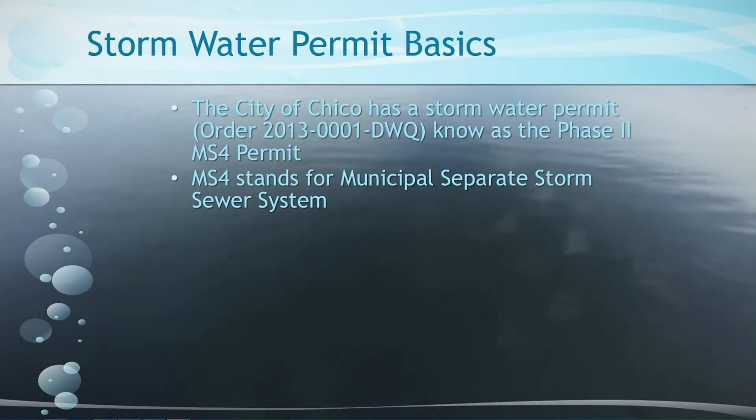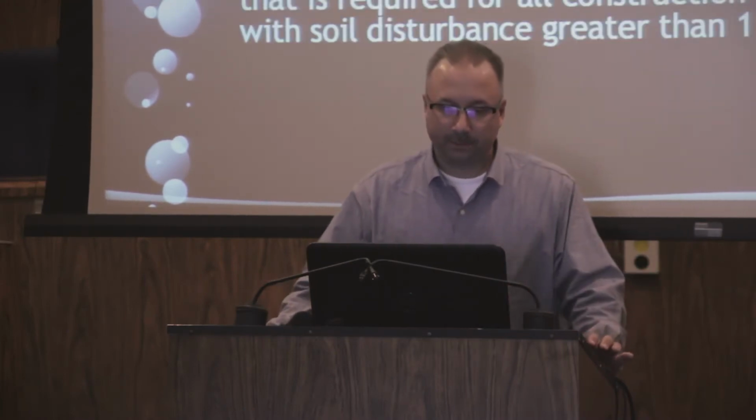But the one right off the bat is MS4. It stands for Municipal Separate Stormwater Sewer System. It's basically the municipal drainage system, the municipal storm drainage system. And so we'll talk about an MS4 permit. That's the permit that the city has to operate under.